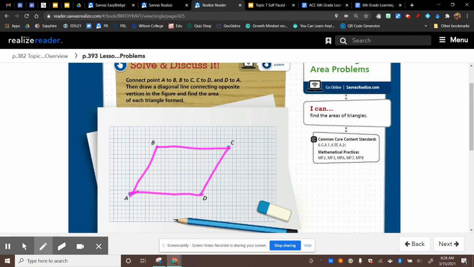And then it wants us to draw the diagonal. So it's turning a parallelogram into equally sized triangles. I want you to pause the video and see if you can figure out the area of each of these triangles from what we've learned in the previous lesson.